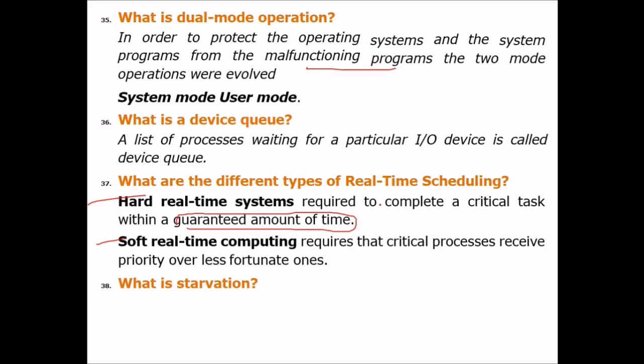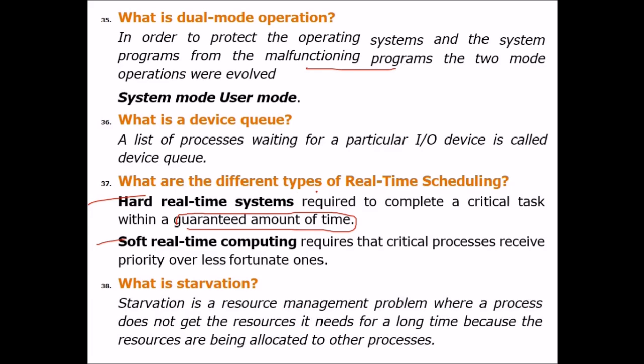What is starvation? Starvation means you are not feeding something. Starvation is a resource management problem where a process does not get the resource it needs for a long time, waiting because the resources are being allocated to other processes. We have just seen an example. Let us consider in traffic you are waiting, or you are running, and a VIP person has come. If he is 4 or 5 kilometers away, you will still be stopped and he has to pass first, then you will be allowed. So you are waiting indefinitely. That is starvation.